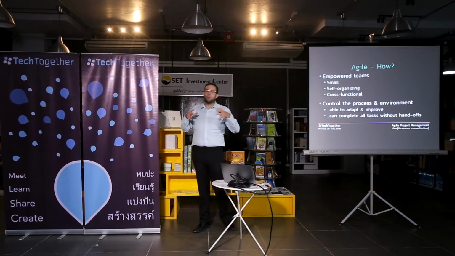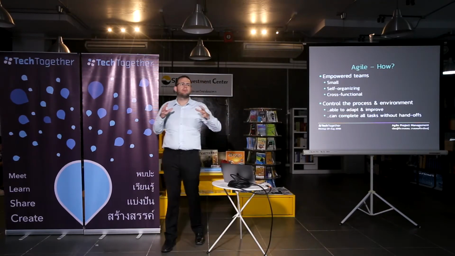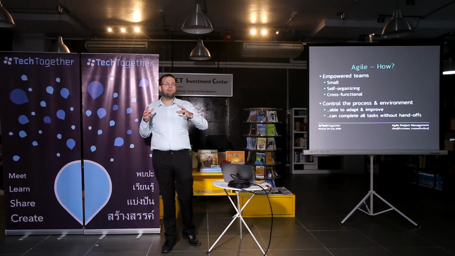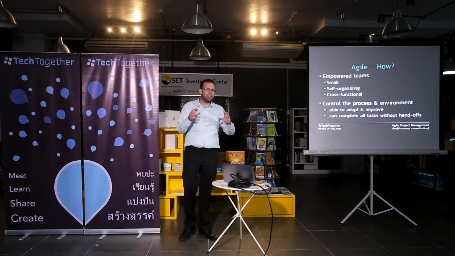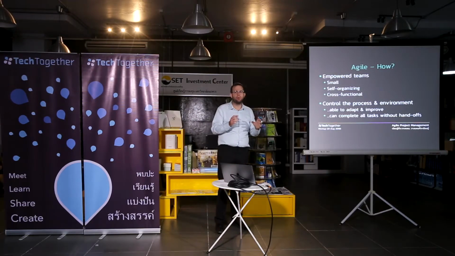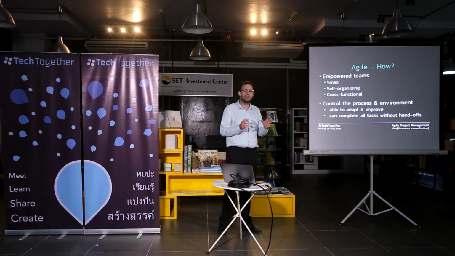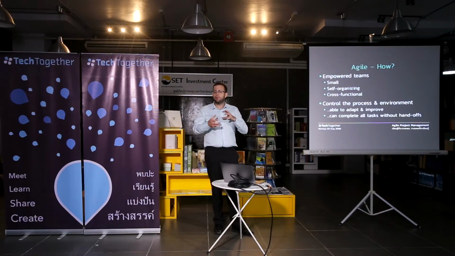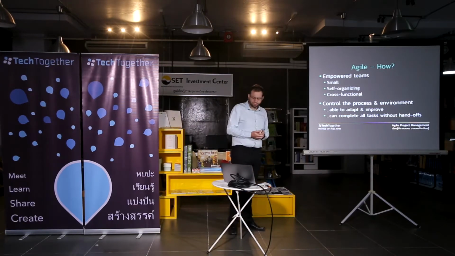So a small group, I think in Scrum, 3 to 9, I want to say. 3 to 9 people. 3 would be very small. 9, I would argue 9 is quite big. And they have all the skills they need. So within the team, they can get something done.